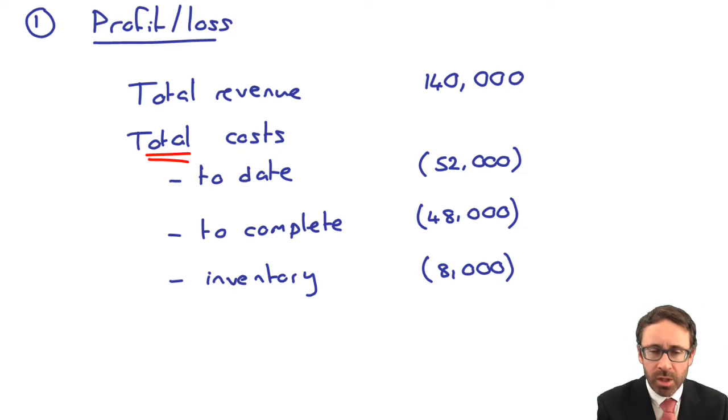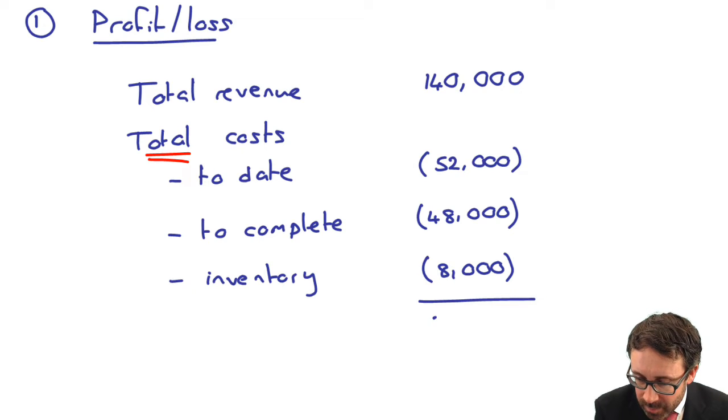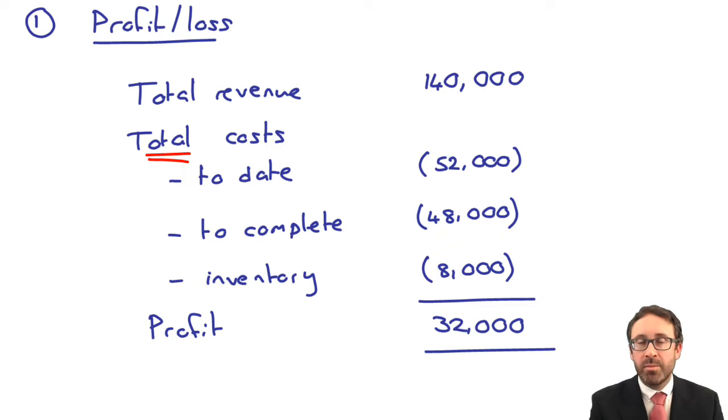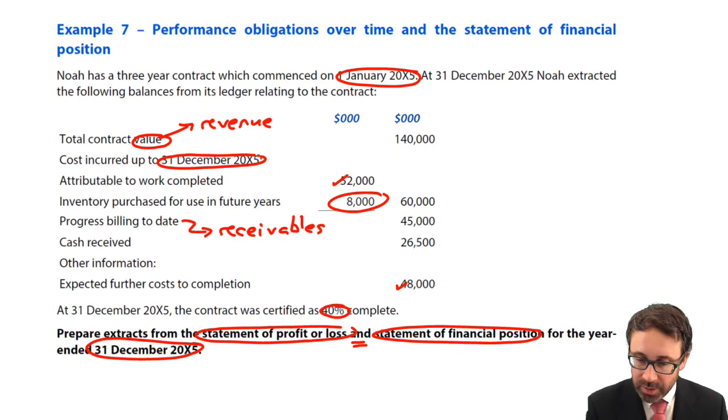Total costs. So what we have now is that we can work out that on this contract, we are going to make an overall profit of 32,000. What we need to do now is we need to spread that 32,000 over time, and here we're using the output method based upon, what was it, 40% complete.